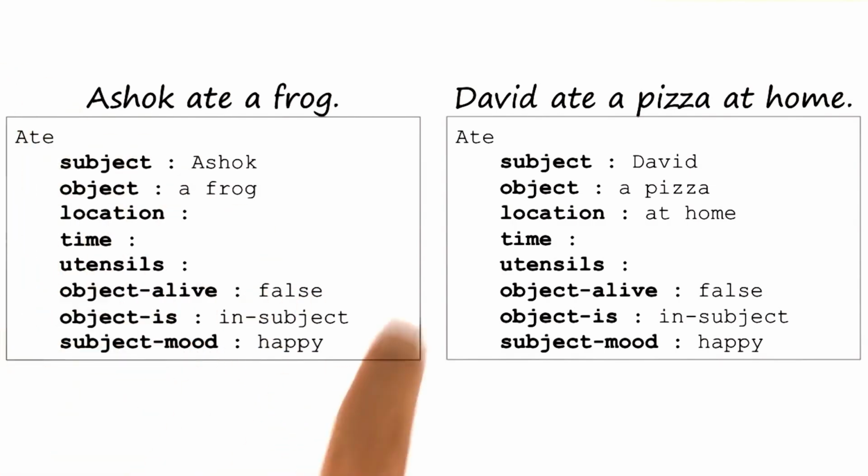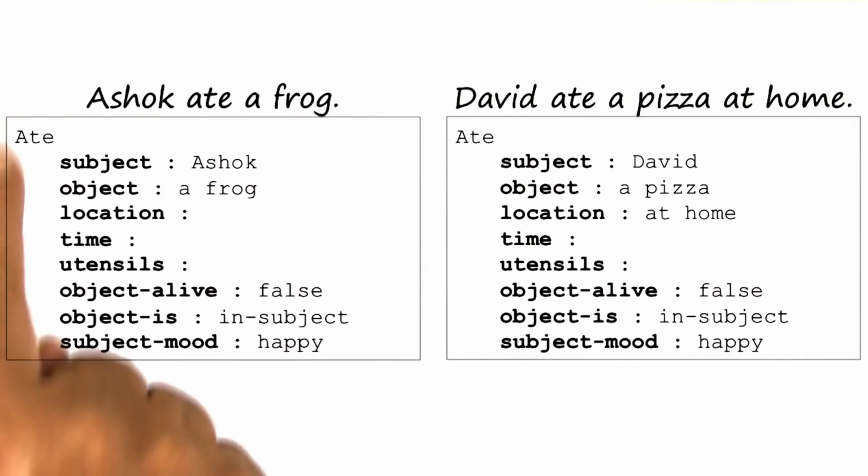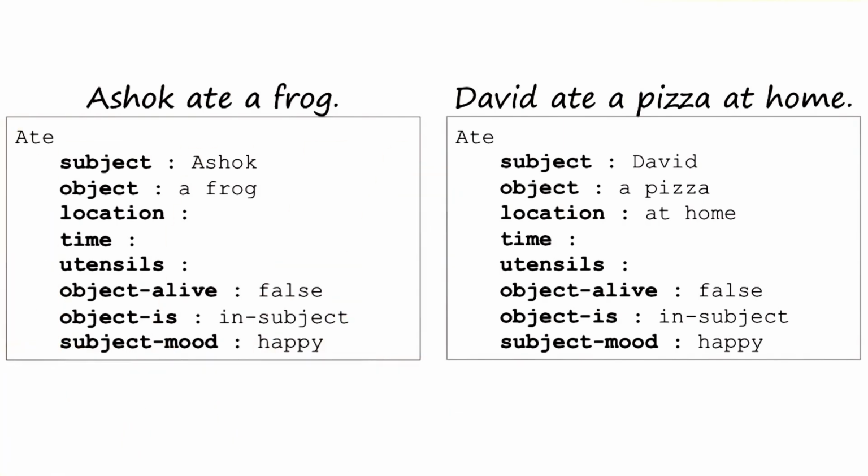So a frame is like a knowledge structure which has slots and which has fillers that go with it. Some of these fillers are by default. A frame deals with a stereotypical situation. Consider now a different sentence. Suppose we had the sentence, David ate a pizza at home.